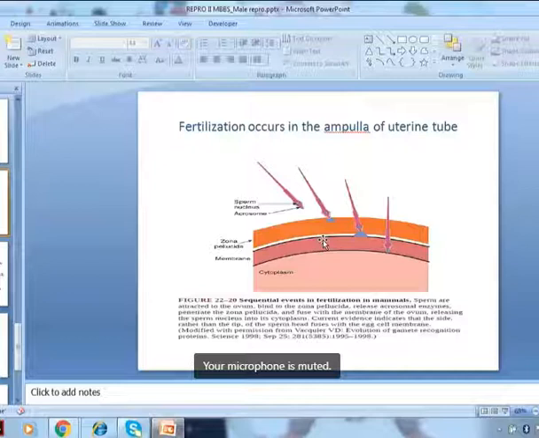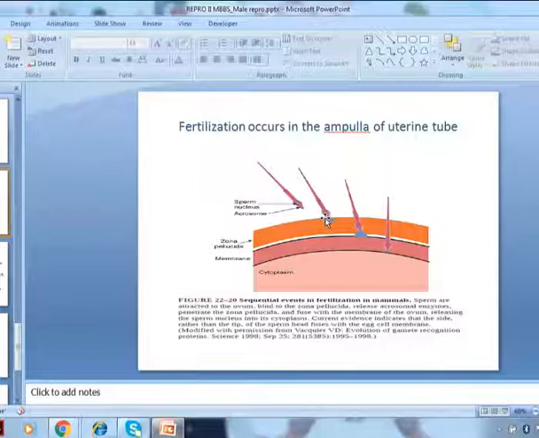If the ZP3 block is there, then no more sperm can bind with the ZP3 receptor. Other sperm cannot bind to the receptor, and the acrosomal reaction does not occur, and there is no entry of the male pronucleus into the cytoplasm of the ovum. Okay, great.